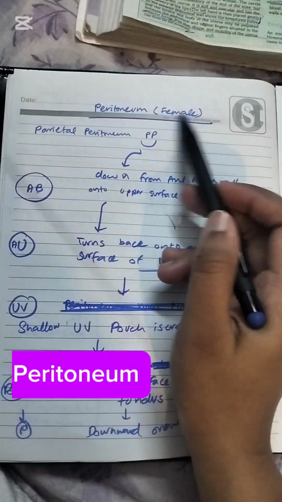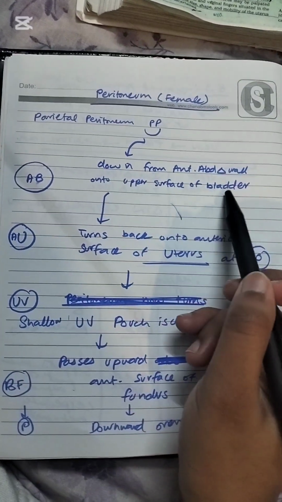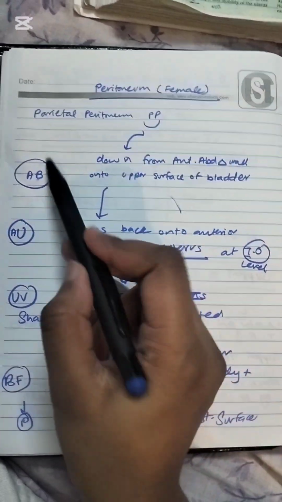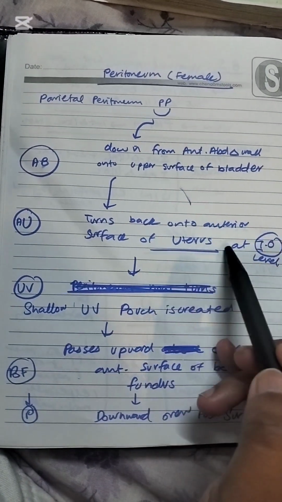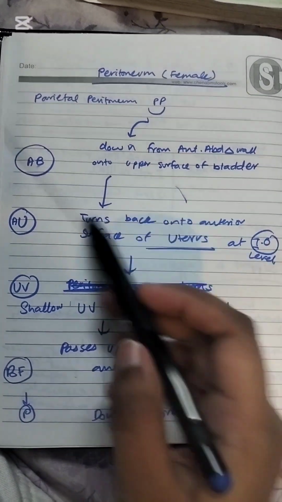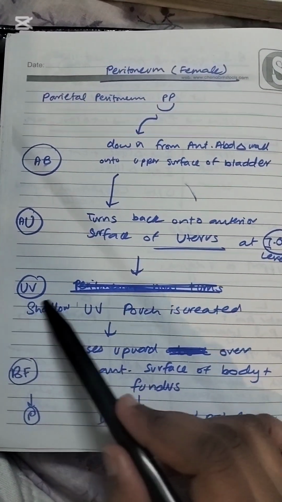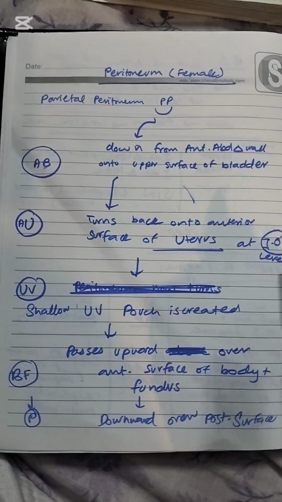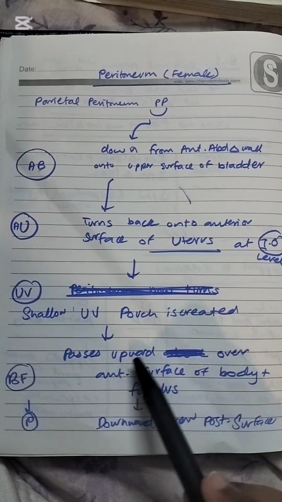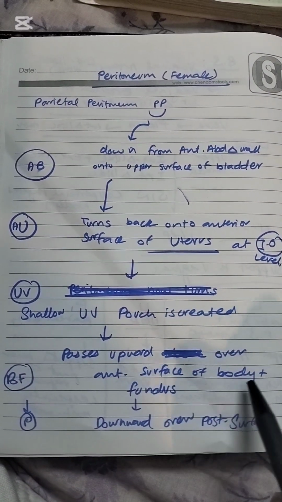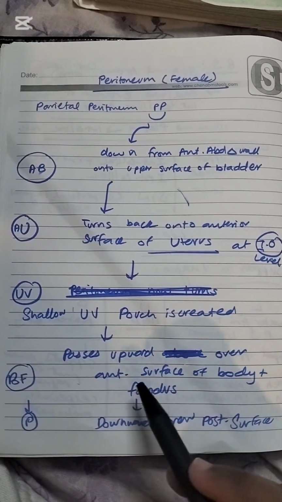Now let's talk about the peritoneum in the female. The parietal peritoneum extends down from the anterior abdominal wall onto the upper surface of the bladder, so AB, and then it turns backwards onto the anterior surface of the uterus at the level of the internal os, so AU, and then you have to remember UV as well. So a shallow uterovesical pouch is created because of that. Then please remember BF, because it passes over the anterior surface of the body and the fundus of the uterus, and then it goes down.